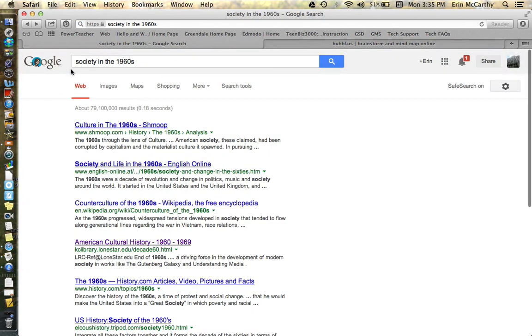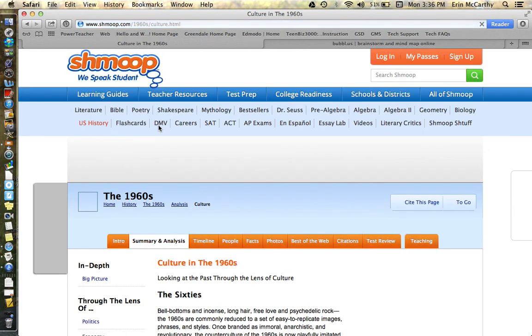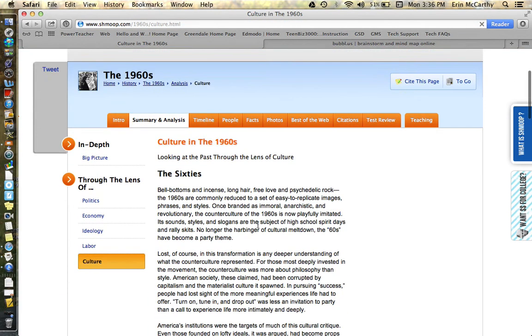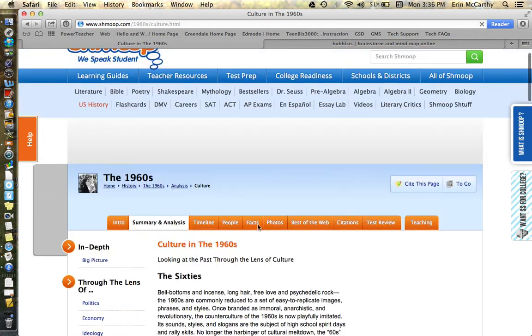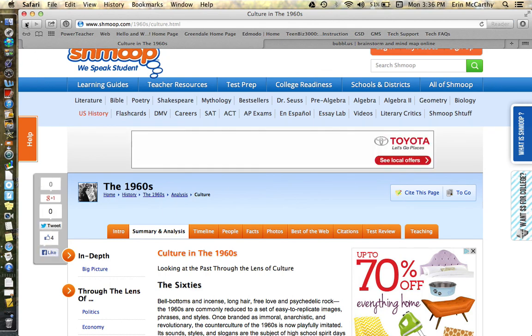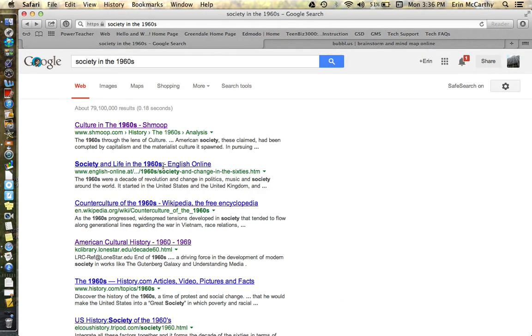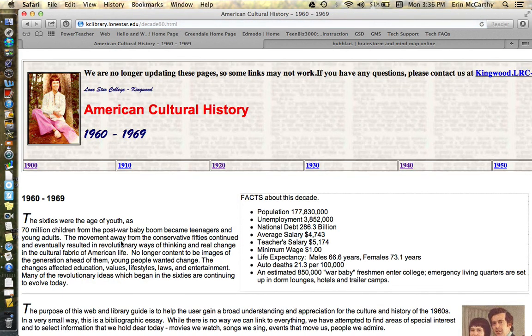So what I did in Google is I just searched society in the 1960s, which is fine to do. Shmoop is okay. It'll give you some background information. It's designed as sort of the quickie version of information for you, so not the best source. It's okay. Wikipedia, also a good starting point, but I know that this source down here, the Kansas City Library, is going to be a very reliable source.